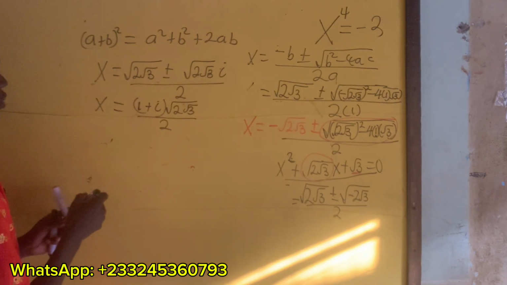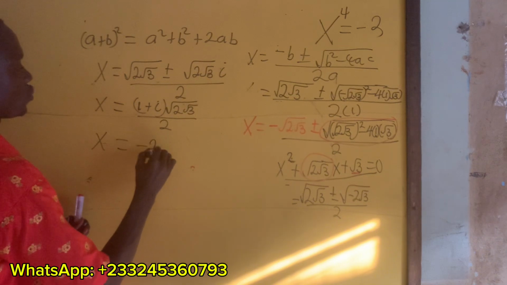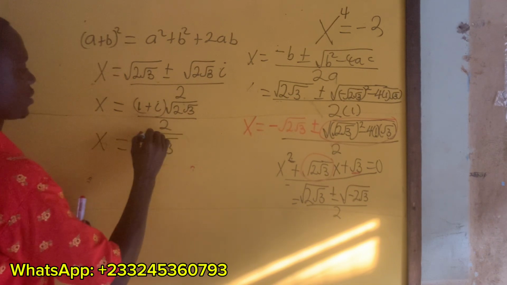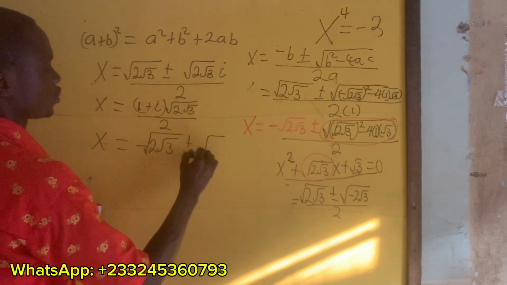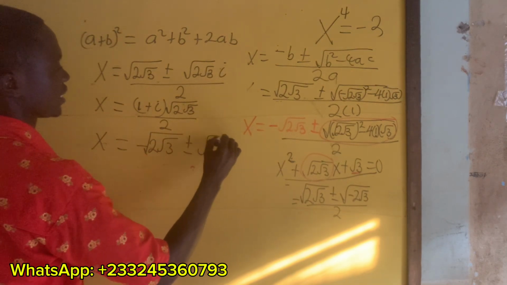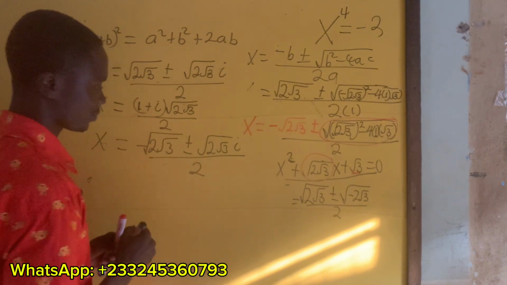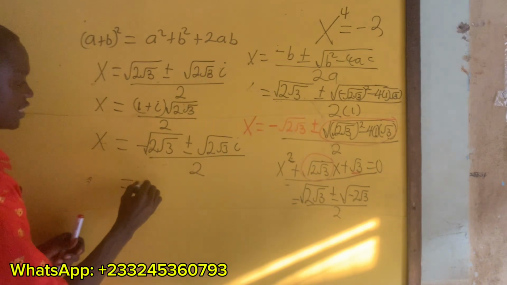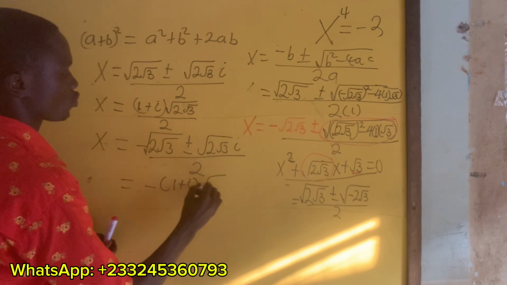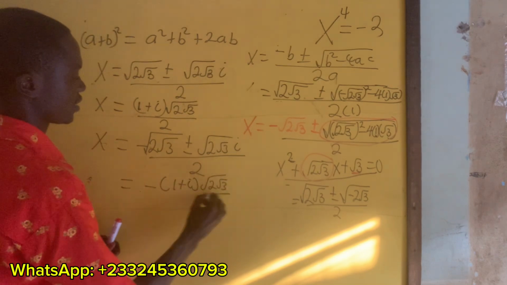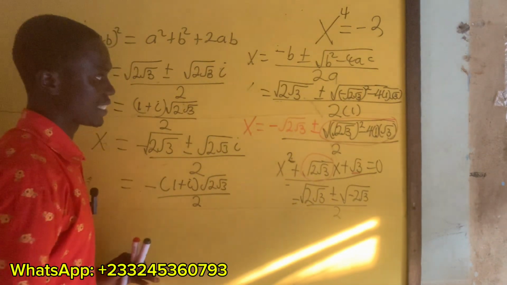So we are going to have x equals negative 2 root 3 all under the square root, plus or minus square root of 2 root 3 i, all divided by 2, the same way. And this one is going to give us negative into 1 plus i square root of 2 square root of 3, all divided by 2. So these are our final answers, right?